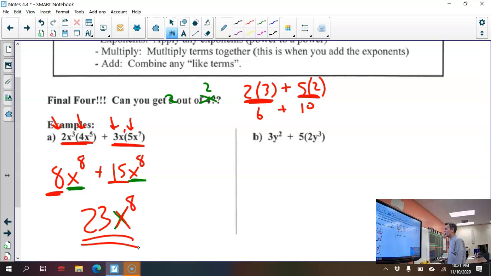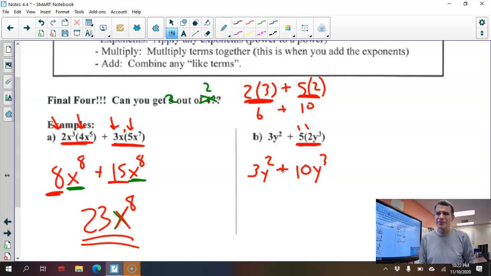Let's look at letter B and we'll call it a day. So in letter B, I need to multiply this first. So I'm going to get 3y squared plus something. And when you multiply these, you multiply the coefficients. That would be 10. And there's just a y to the 3rd. So I have 3y squared plus 10y to the 3rd.